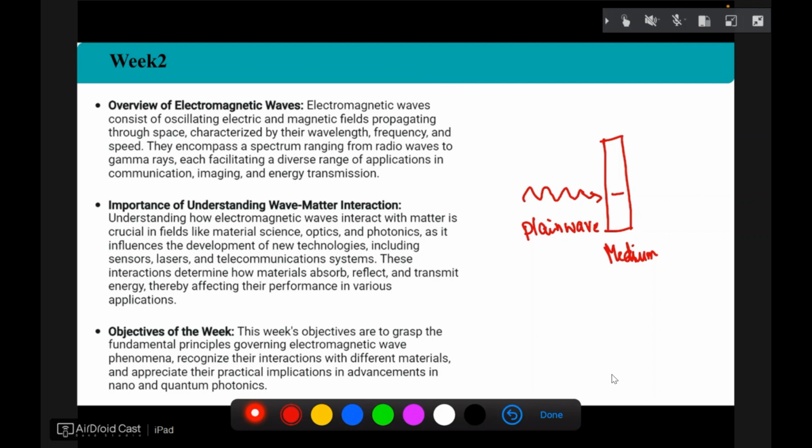So when this plane wave interacts with my medium, it can either reflect, or absorb, or transmit. This will affect our performance in various applications. So what is the objective of this week? This week's objectives are to grasp the fundamental principles governing electromagnetic wave phenomena, recognize their interaction with different materials, and appreciate the practical implications and advancements in nano and quantum photonics.